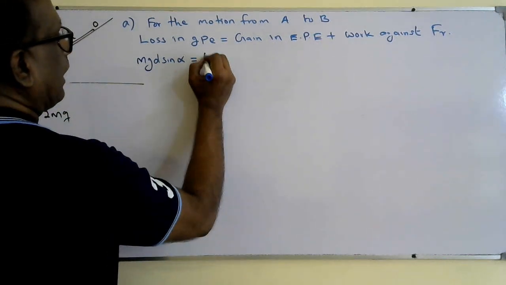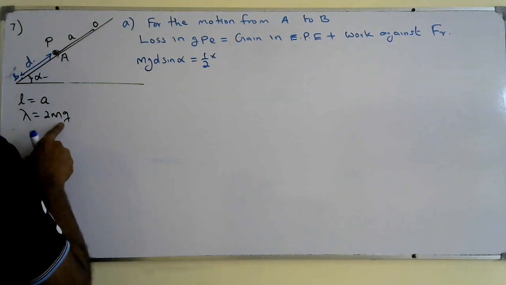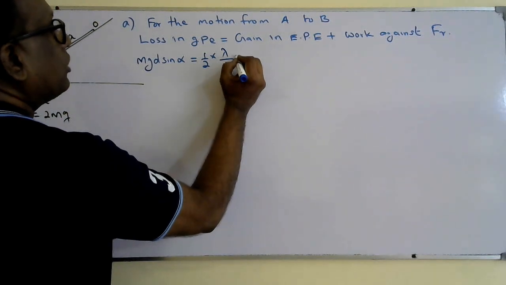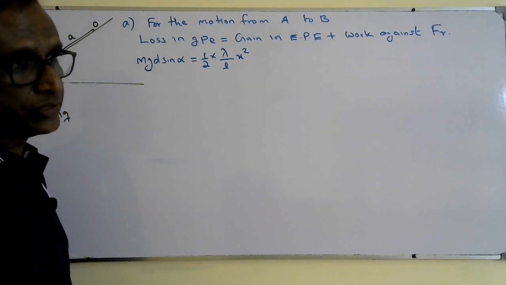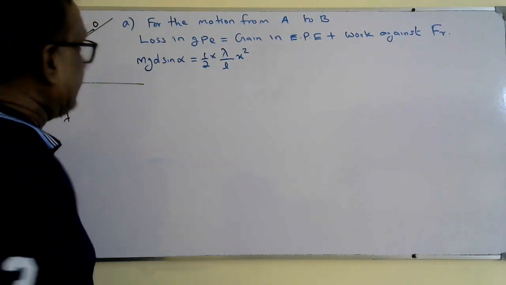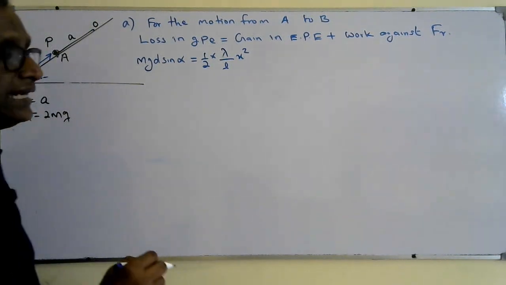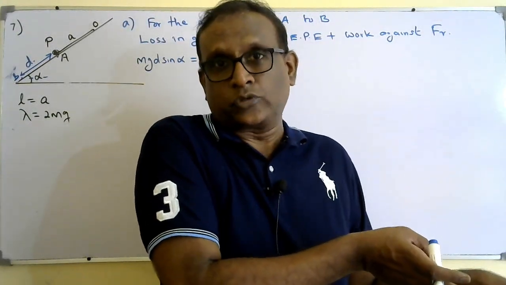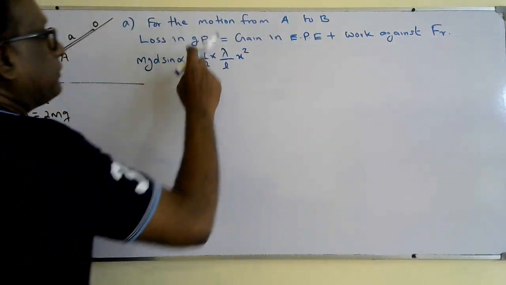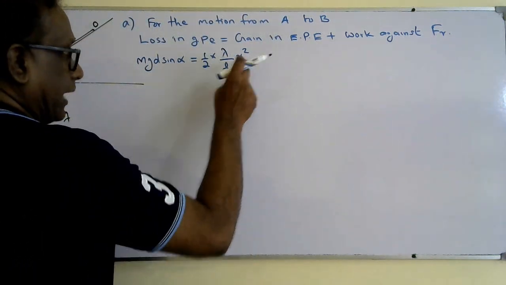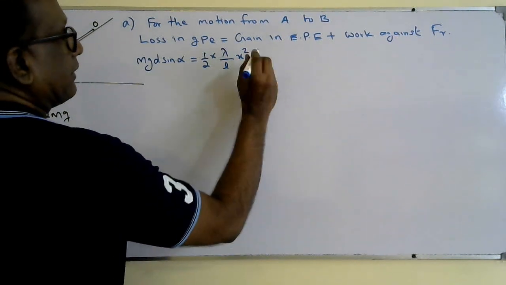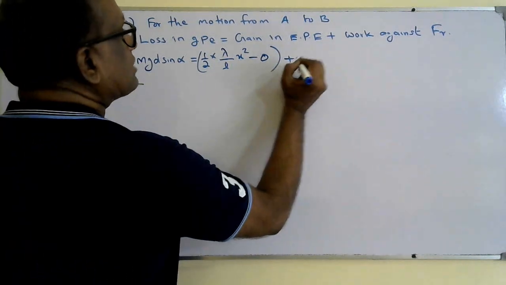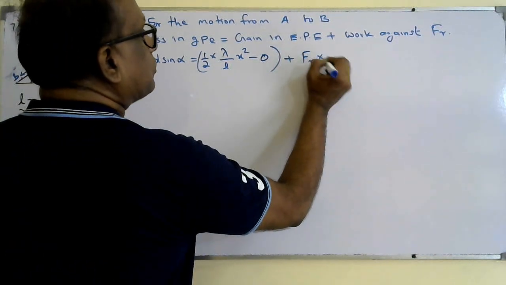Gain in elastic potential energy: you know the general equation for elastic potential energy is half lambda over L into x squared. Gain in elastic potential energy means final elastic potential energy minus initial elastic potential energy. Initially there is no elastic potential energy because no extension. So half into lambda over L into x squared minus 0. I'll substitute later. Plus work against friction, Fr into the distance.